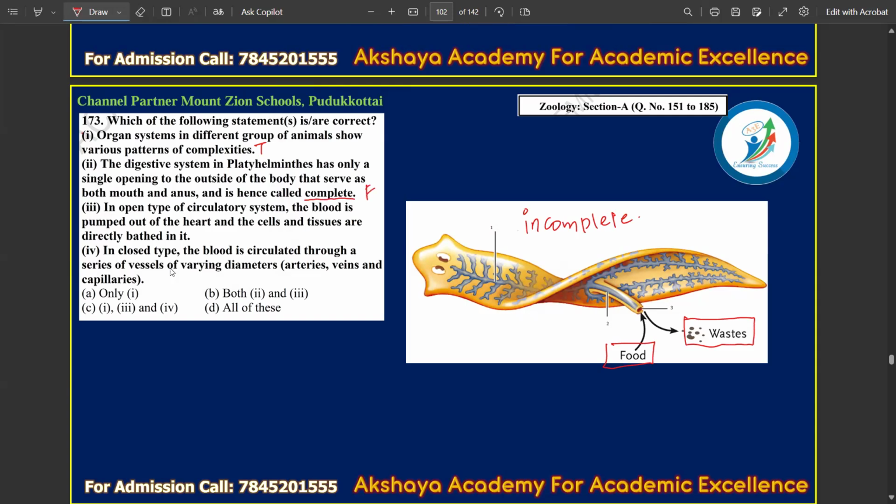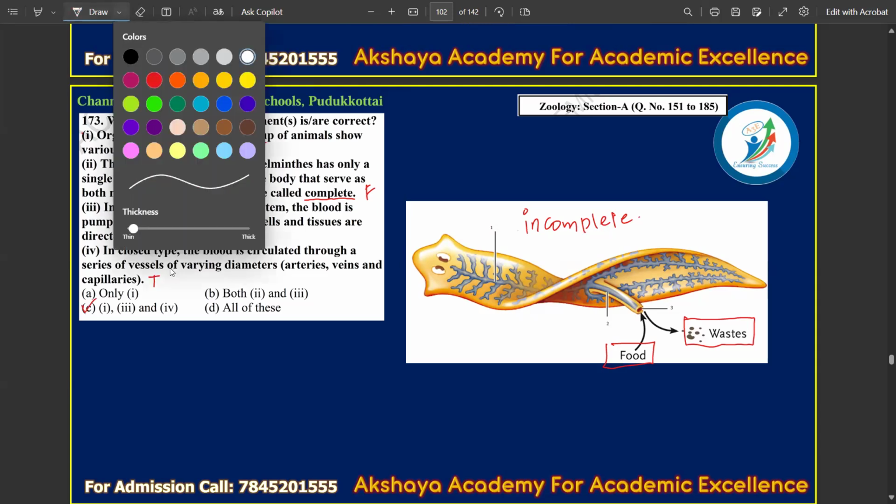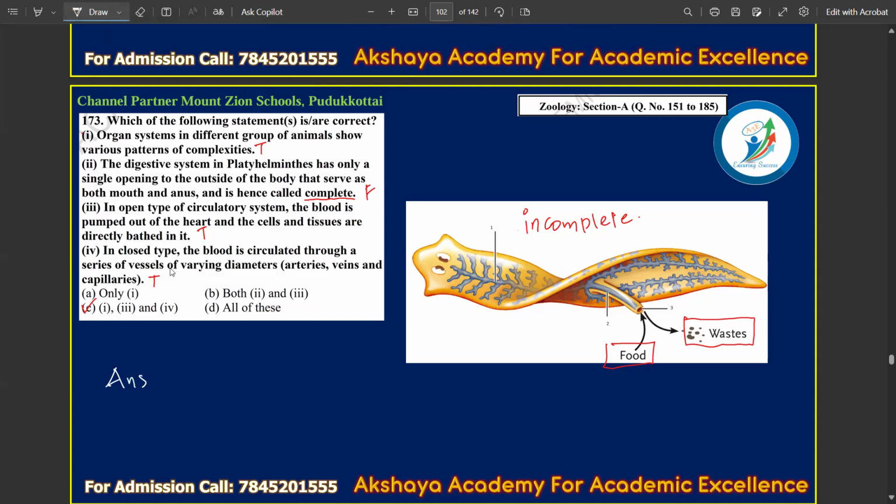Then in open type of circulatory system, the blood is pumped out of the heart and the cells and tissues are directly bathed in it. Correct. And such blood is known as hemolymph, if you remember. So this is also true. In closed type, the blood is circulated through a series of vessels of varying diameter, that is arteries, veins, and capillaries. This is also true. So we need to find the correct statements. It will be 1, 3, and 4. So your option C will be correct. So here your answer will be C.